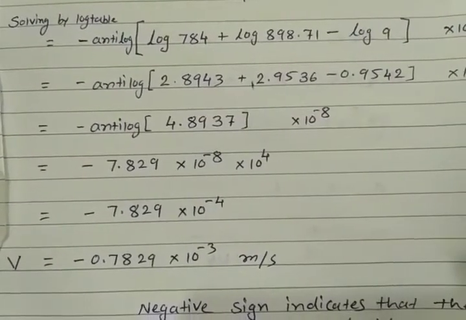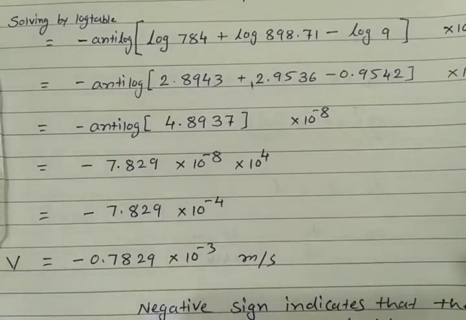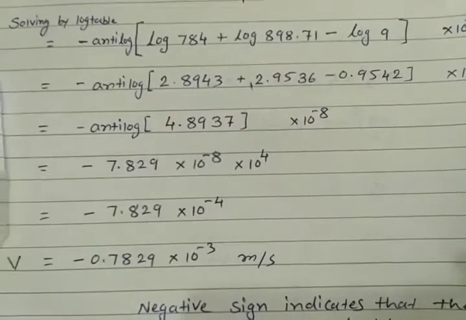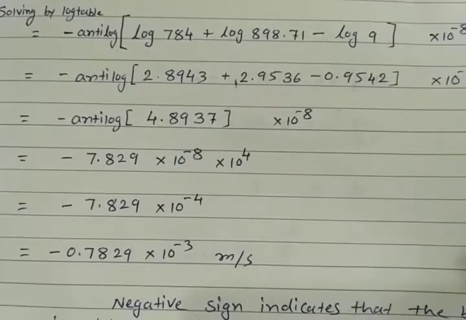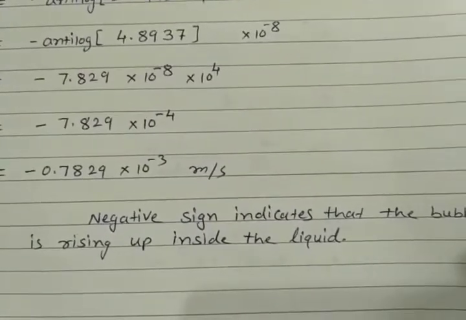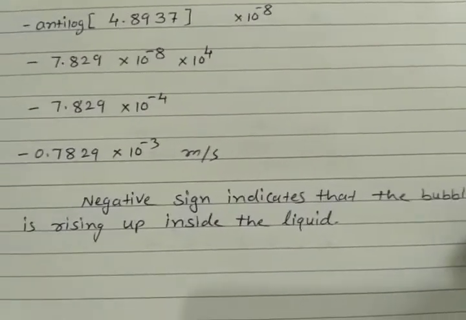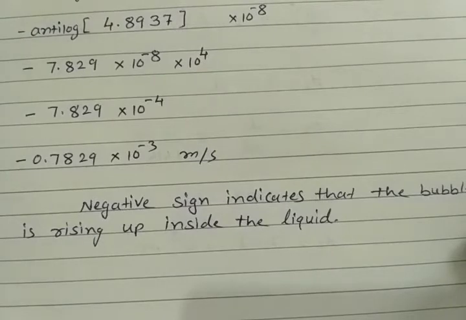So the value for this velocity comes to be minus 0.7829 into 10 raised to minus 3 meter per second. Here this negative sign indicates that the bubble is rising up inside the liquid. So this is the answer.